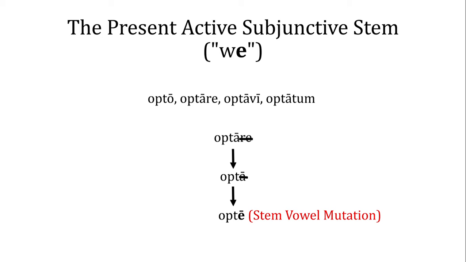All right, so we have opta, we drop the re, and we have opta, but we're not going to use opta for our present active subjunctive stem. We're going to mutate that a, and it's going to be an e. All right, so that is opte.